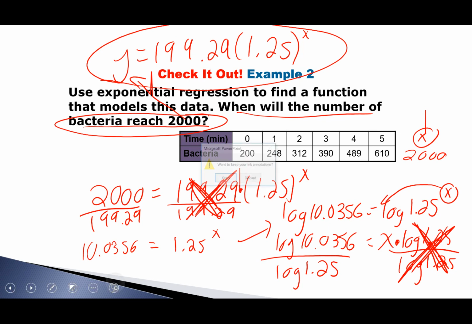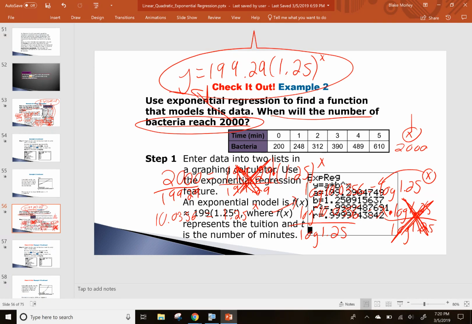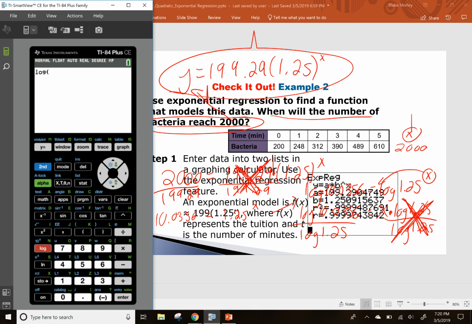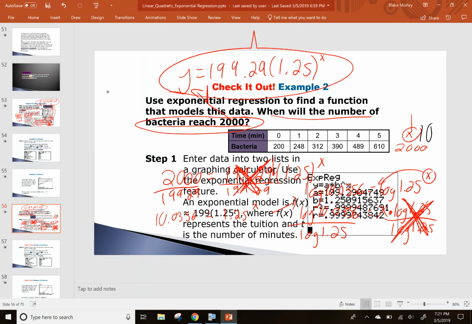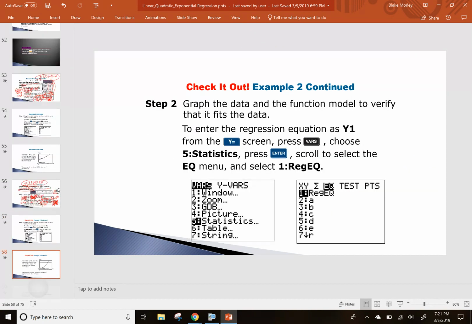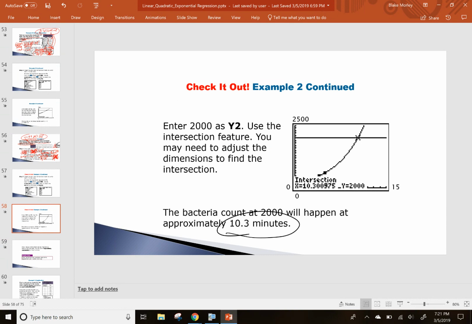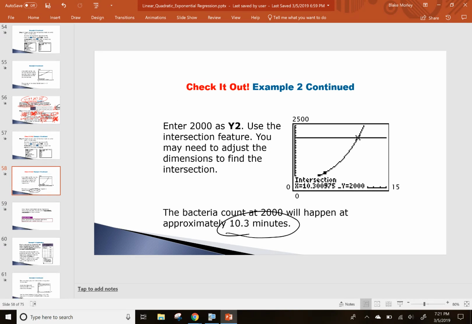So let me go back to my calculator. We'll keep that on the screen. We'll type in the log of 10.0356, close the parenthesis, and divide it by the log of 1.25. That is 10.33. So we'll just say 10. So it's the 10th minute, right? Because that is the x value, x in time. So it's 10.33 minutes. We'll just go ahead and say the 10th minute and have our answer be that. And I believe it says approximately 10.3 minutes down here. We go to when it said 10 minutes, and that's fine.